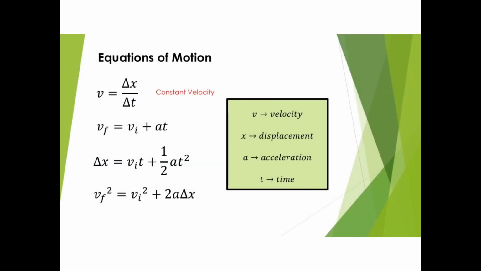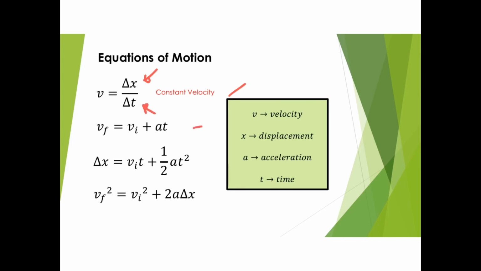Now, for us to be able to solve problems related to projectile motion, let us revisit the equations of motion. The first one is applicable to the x component of the projectile motion since the velocity in the x-axis is constant. The delta x here is the horizontal displacement, while the t here is the time in air.